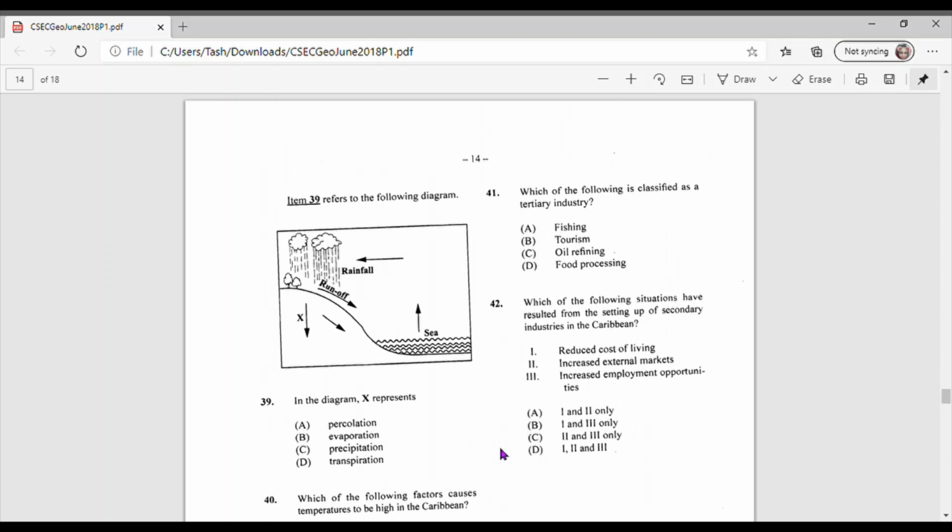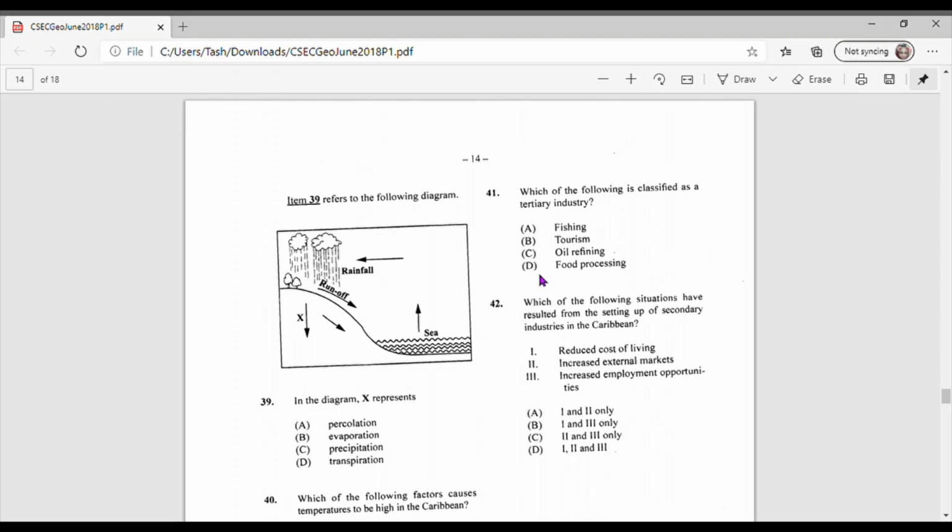Number 41. Which of the following is classified as a tertiary industry? That would have been tourism. 41 would have been letter B for tourism. Fishing is primary. Oil refining, food processing, those are secondary. So B for number 41.